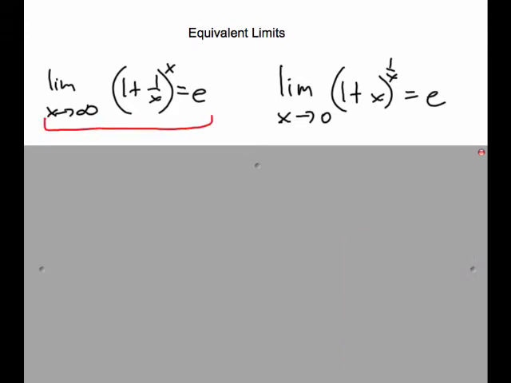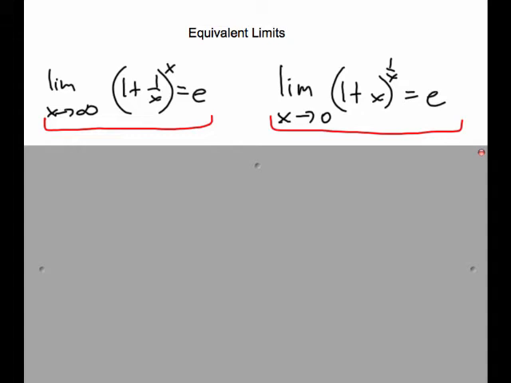They both equal e. We experienced these limits when we were evaluating limits numerically, and we found that both of these approach the value of 2.71, which is e. And these limits are the definition of e. E by definition is this particular limit.